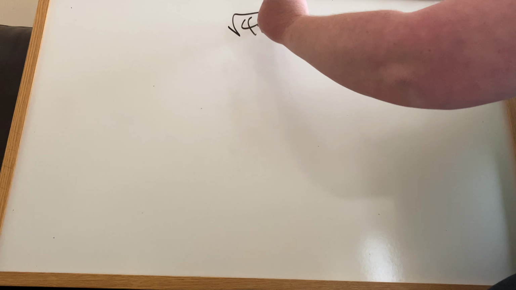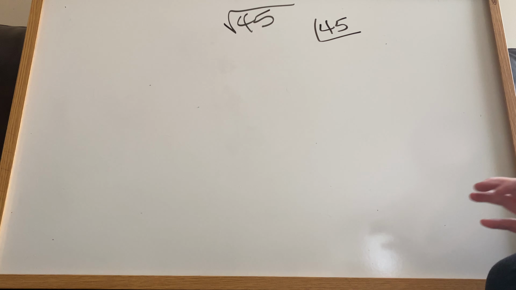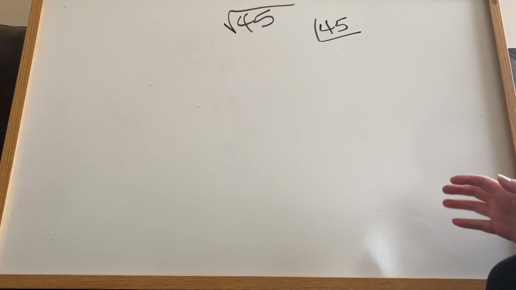So if you have the square root of 45, what we do is we do something called upside down division to simplify them. So you take whatever number's here, and it goes in this little half box thing. And then what you have to do is you have to come up with prime numbers that go into 45.